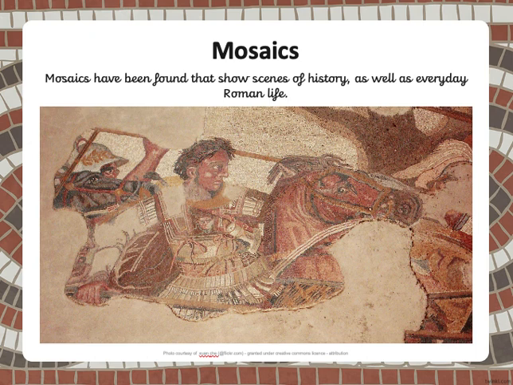Mosaics have been found that show scenes of history as well as everyday Roman life. So just as now we might do a painting to show a story or an illustration in a book, they used to do this with mosaics as well. So mosaics would go on the walls and on the floors to show a picture or just for decoration.